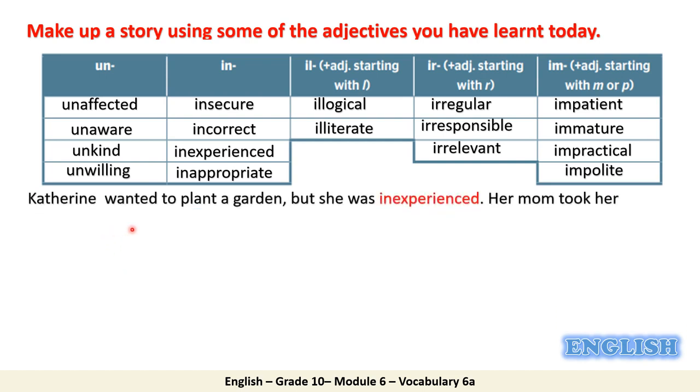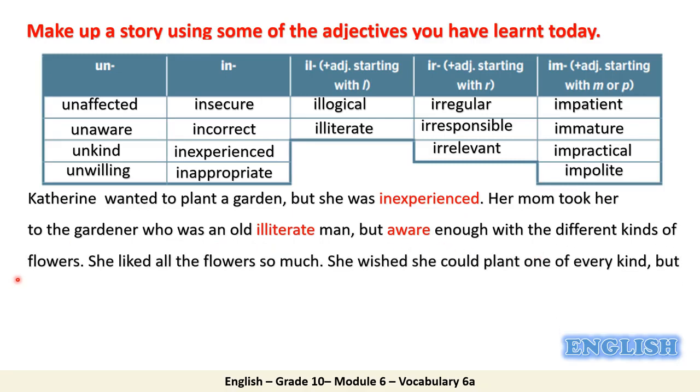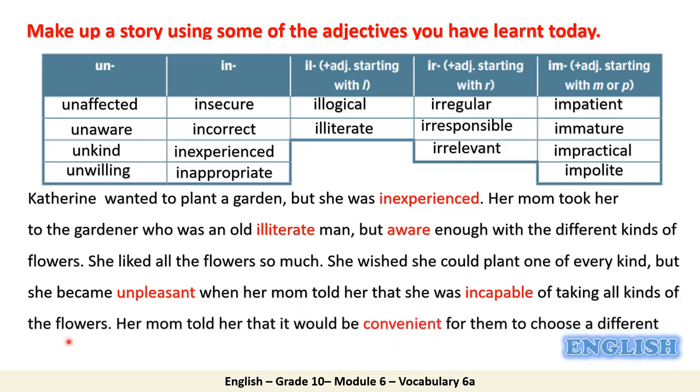Catherine wanted to plant a garden, but she was inexperienced. Her mom took her to the gardener, who was an old illiterate man, but aware enough of the different kinds of flowers. She liked all the flowers so much. She wished she could plant one of every kind, but she became unpleasant when her mom told her that she was incapable of taking all kinds of the flowers. Her mom told her that it would be convenient for them to choose a different flower next season.